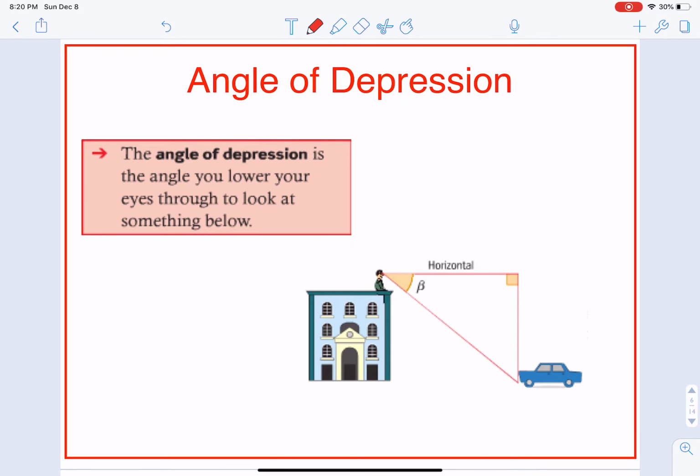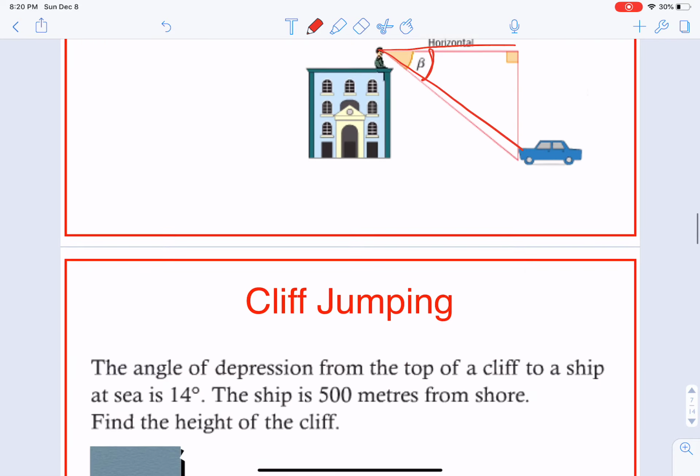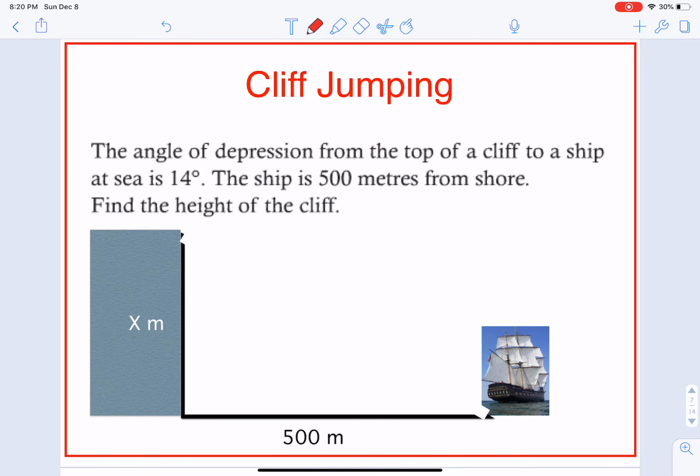Angle of depression is sometimes a little bit trickier. So I always think for angle of elevation and angle of depression, we're starting with the horizontal and we're either shifting our eyes up for the angle of elevation or down for the angle of depression. So here's my horizontal, here is my sight down, this is my angle of depression. So let's go ahead and take a look at a quick example for this.